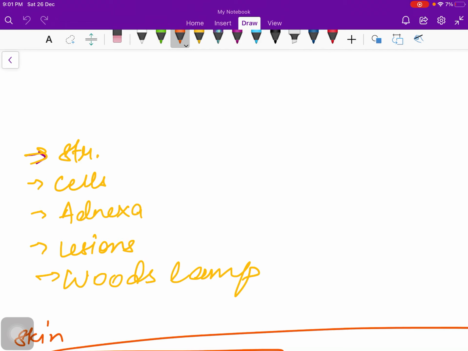So I'm going to cover it in the following few subheadings. First will be structure, then the cells that are present, various adnexal structures, the primary and secondary lesions, and finally some points about Wood's lamp.